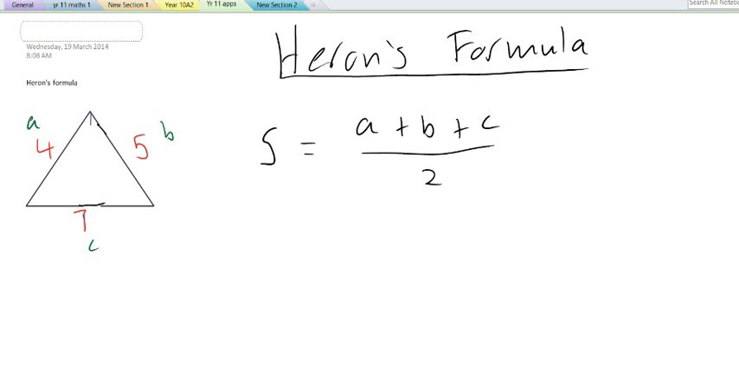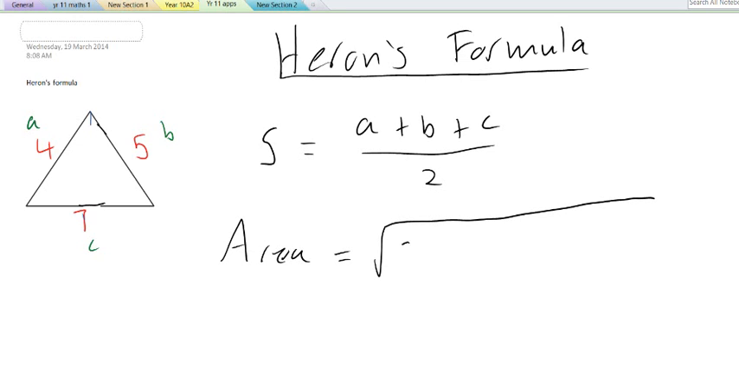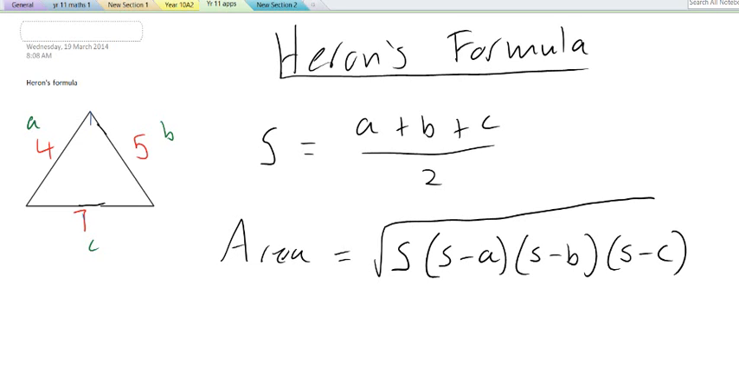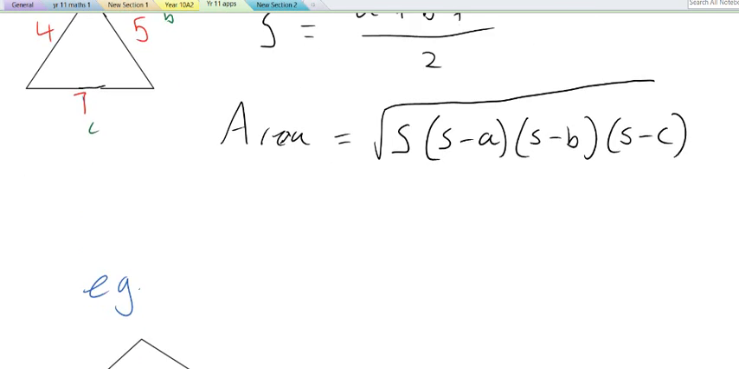Once we have that semi-perimeter, our area is given by the square root of S bracket S take A, so that's one of the sides, S take B, S take C, and that's all under the square root. Some of you may have seen this before in past years, is that right? Yeah. Excellent. So nothing too new then.